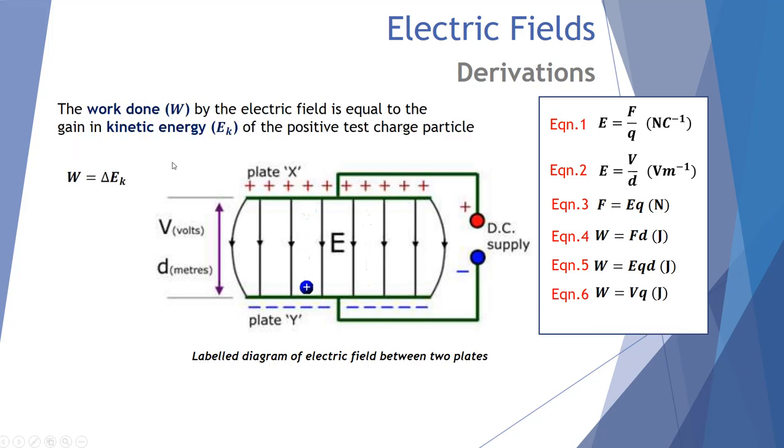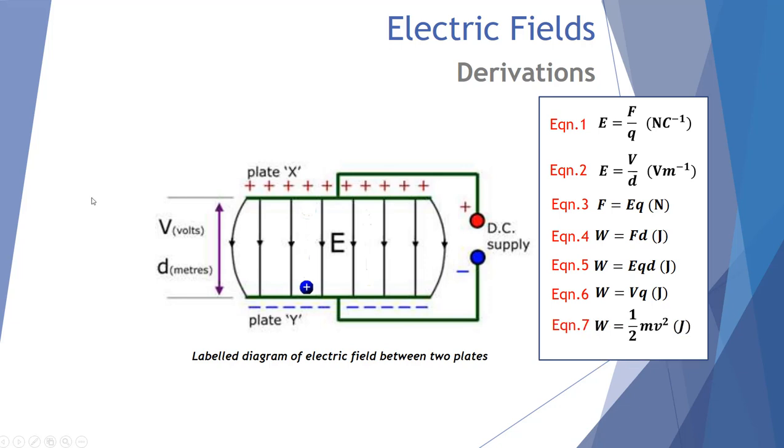Now work done by the electric field is equal to the gain in kinetic energy. The positive charge, as it moves from the top plate to the bottom plate, has work being done on it by the electric field, and it's gaining kinetic energy. It's moving. So it's gone from a rest or stationary position to having velocity or speed down the bottom. So it's gaining kinetic energy. So we can replace the delta EK with the traditional kinetic energy equals half mv squared. So now we know the work being done by the field is equal to half mv squared. That's equation 7. If we now equate equation 6 and equation 7, here's equation 6 and equation 7, both of them are equal to the work done by the electric field on the charge.